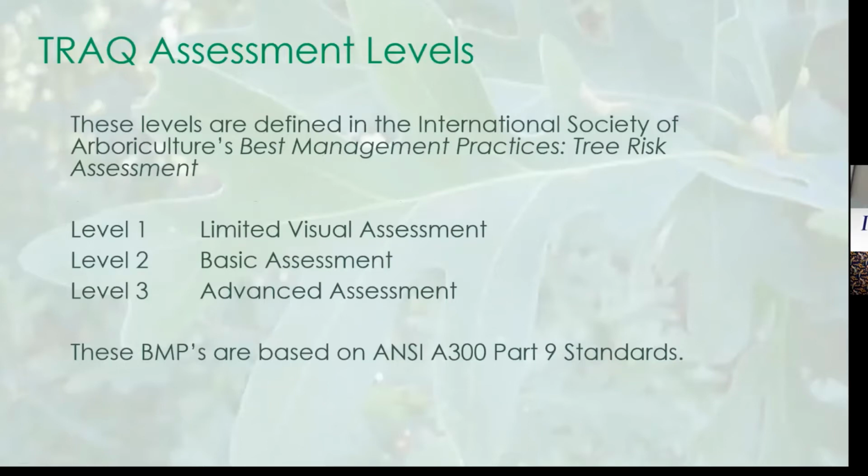Here are the assessment levels that we have in TRAQ. There's level 1, 2, and 3. The first one is the basic, or a limited visual assessment, and I'll go over all these in the upcoming slides. Level 2 is a basic assessment. Level 3 is an advanced assessment. Each level increases in its analysis and detail of risk in trees. And these are all based, again, on the ANSI standards.